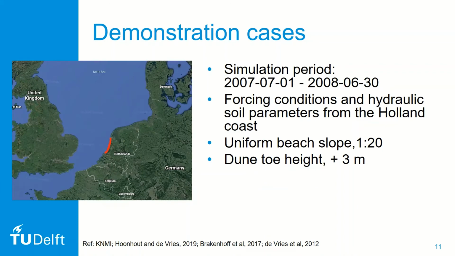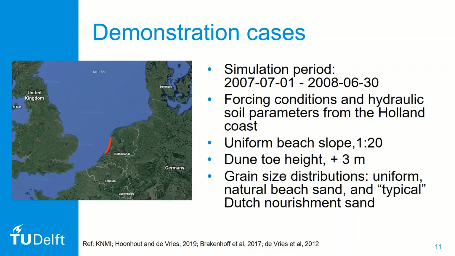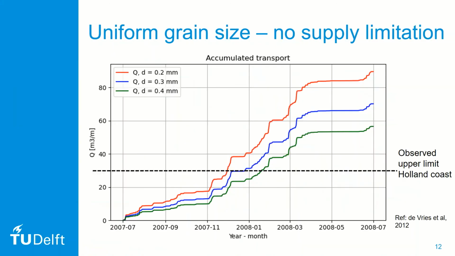And we run the model with different grain size distributions. We use uniform grain size and typical distributions of native and nourished sand. So I will start by presenting the most simple case. In the first simulation, we ran 3 cases of uniform grain sizes, 0.2, 0.3, and 0.4 millimeters.